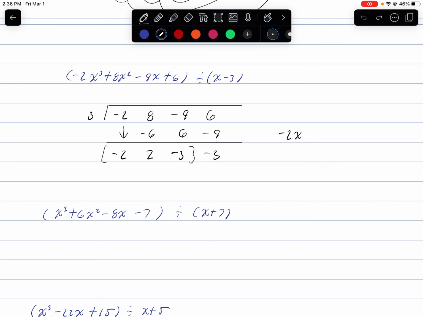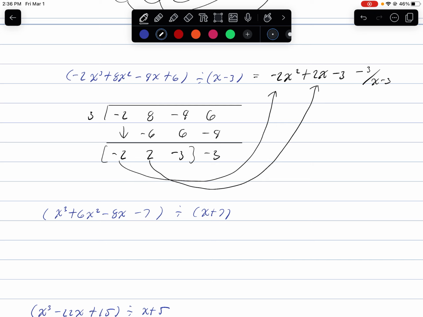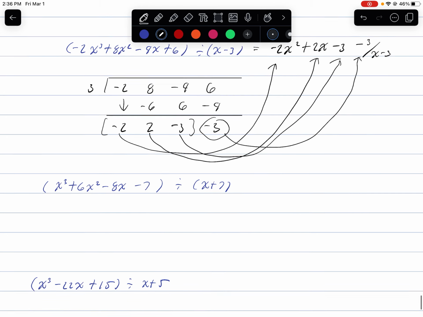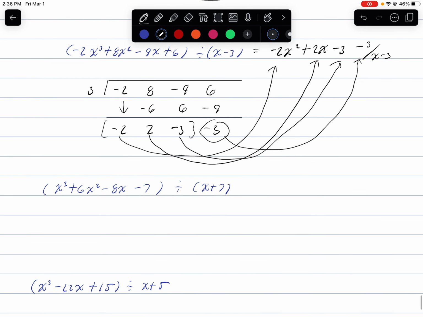-2x squared. I guess we can write this up here. Equals -2x squared plus 2x minus 3. And then we have a remainder here of -3. So we can write this as -3 over x minus 3, or you can just write remainder -3. That's fine as well. So again, this -2 goes here, this 2 goes here, the -3 goes here, and then this is your remainder term. That's how we're doing synthetic division.